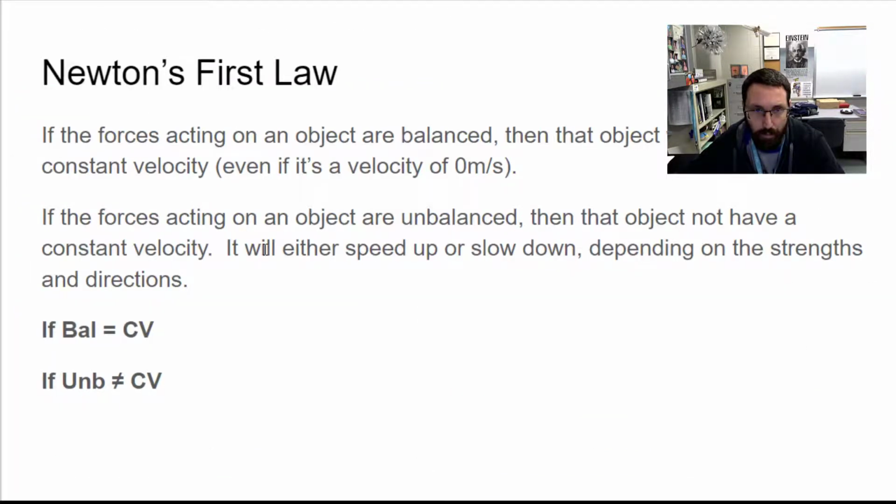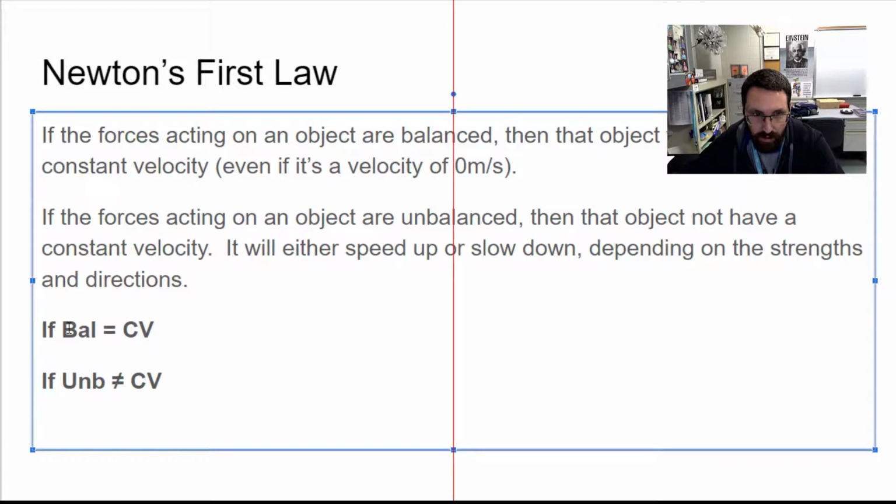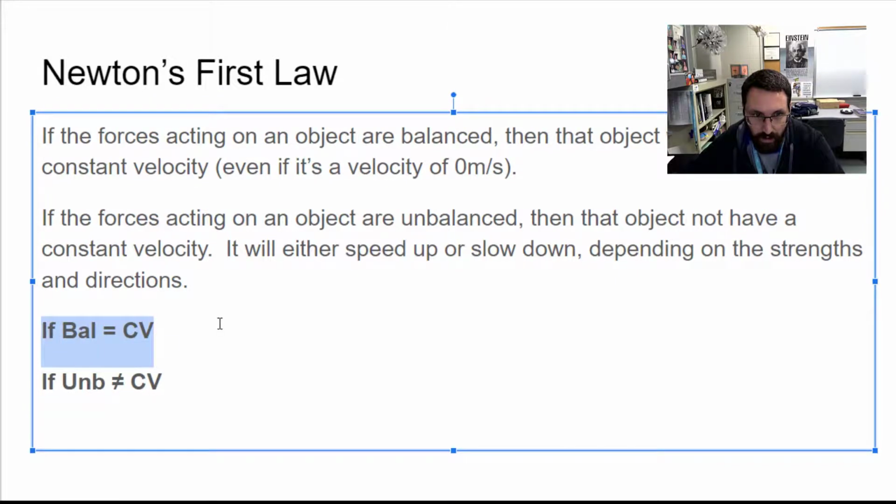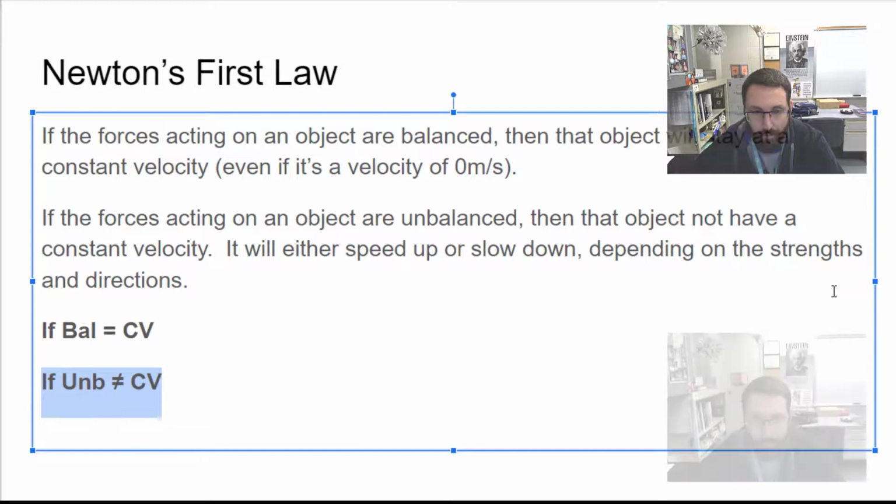Okay? A couple other things. Newton's first law says that if the forces acting on an object are balanced, then that object will stay at a constant velocity. Okay, so if it's balanced, you get a constant velocity. If it's constant velocity, the forces have to be balanced. The other half of that is if the forces acting on an object are unbalanced, then it's not going to have a constant velocity. Okay, so if it's unbalanced, it's either speeding up or slowing down or possibly changing directions. So that's Newton's first law.